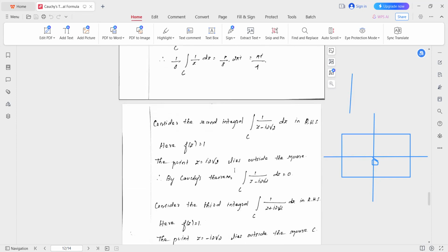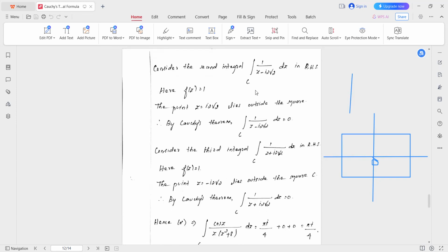Now consider the second integral. What is the second integral? 1 by z minus i root 2 dz. Here f of z equals 1. The point where the analyticity fails is z equal to i root 2. Now let us check whether this point lies inside or outside. So i root 2 can be written as the point 0 comma root 2.